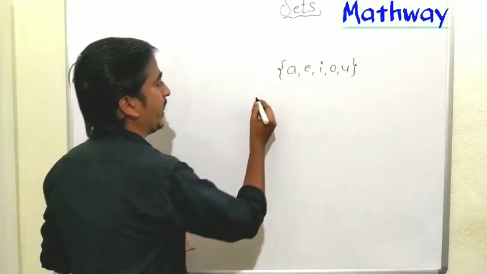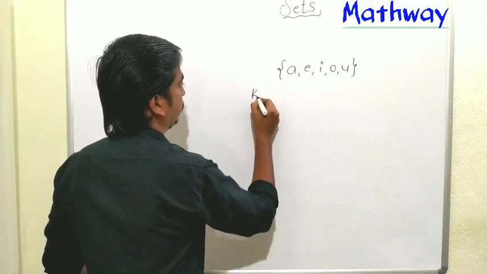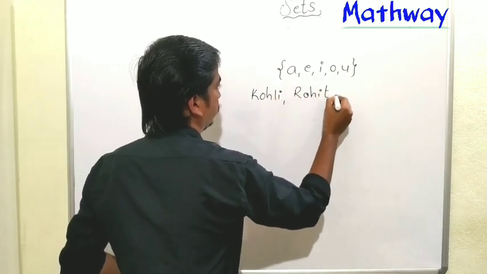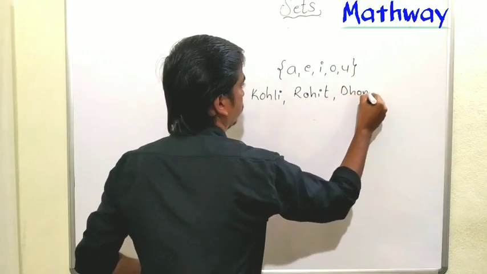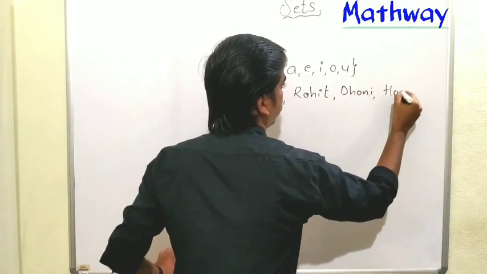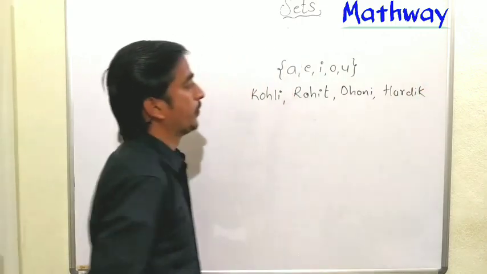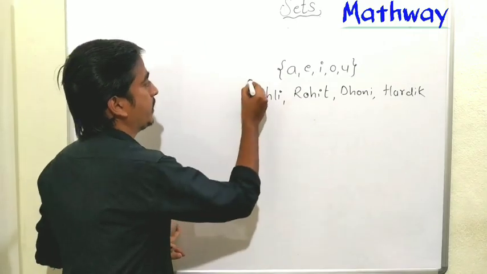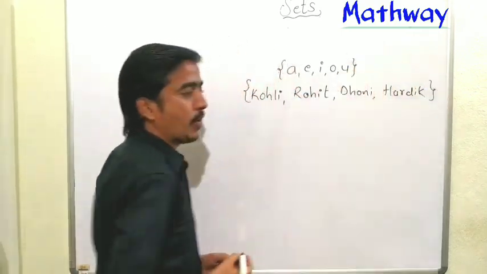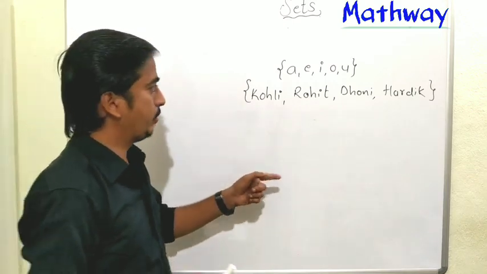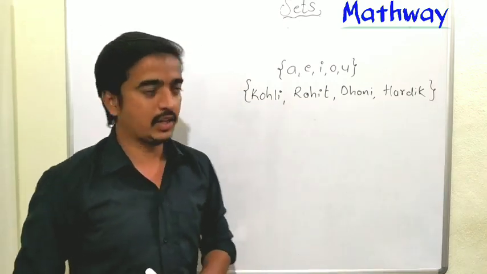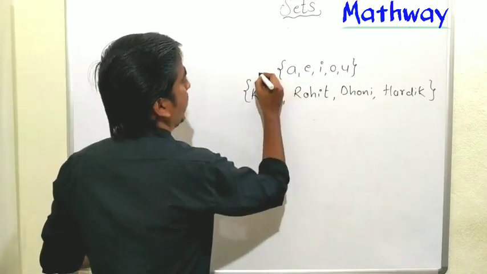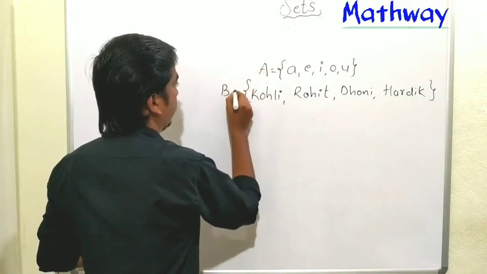Next, I am taking some names: Kohli, Rohit, Dhoni, Hardik. I am saying that it is a set. Is there any common property for these elements? Yes, because these are all names of cricket players. So it is also a set. A set is always denoted by a capital letter, so here you can take capital A and capital B.